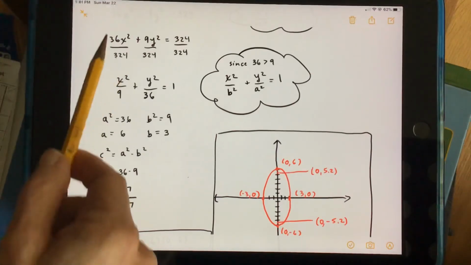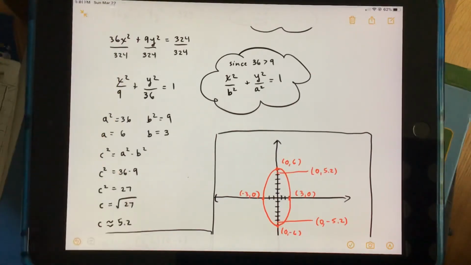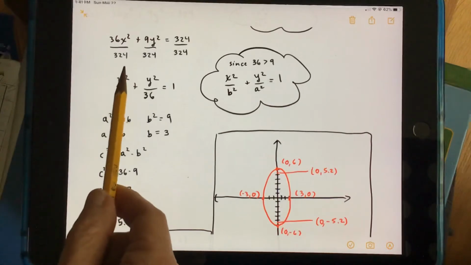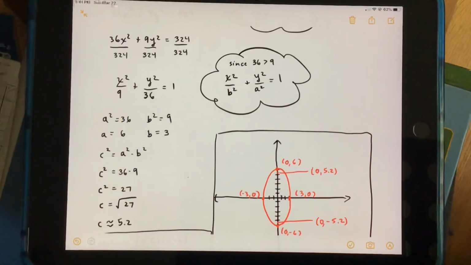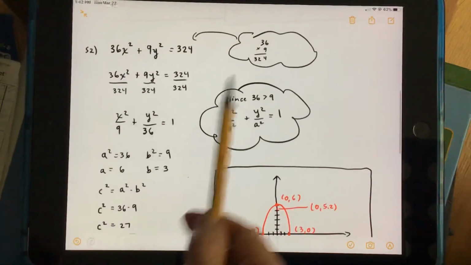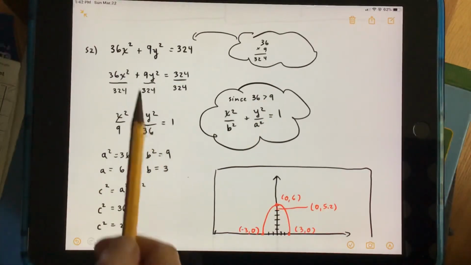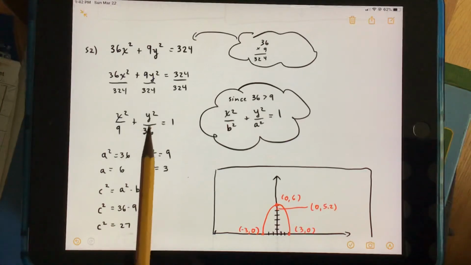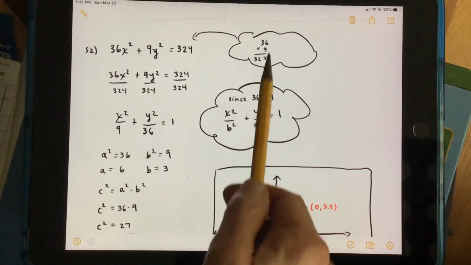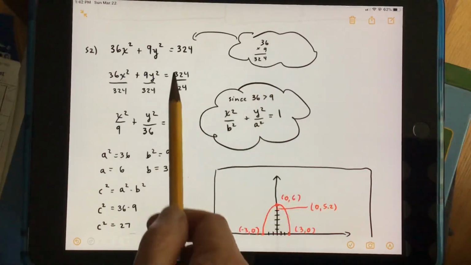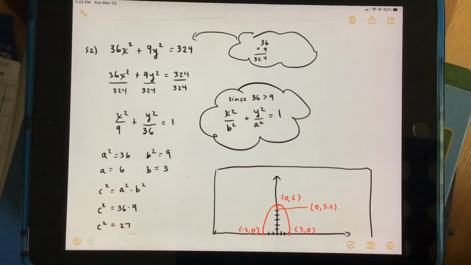So the 36 and the 324 cancel. 36 divided by 36 is 1. 324 divided by 36 is 9. And I know that because of the work I did over here. And then over here, the 9 and the 324 cancel. 9 divided by 9 is 1, and 324 divided by 9 is 36 again. I have that information over here, and 324 divided by 324 is 1.